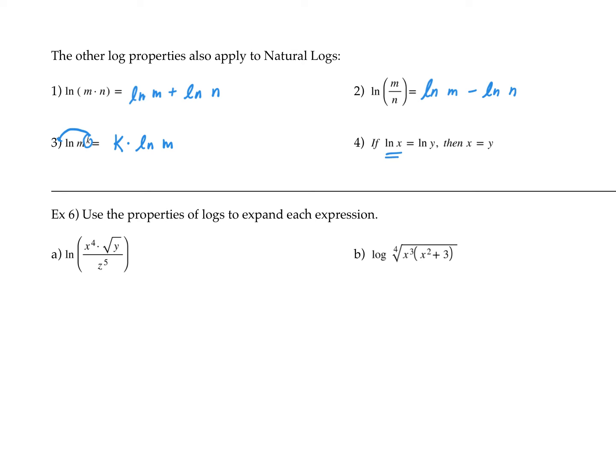And this last one is just a property of equality. If the natural log of x equals the natural log of y, the only way that this can be true is if you're taking the natural log of two quantities that are equal to each other.